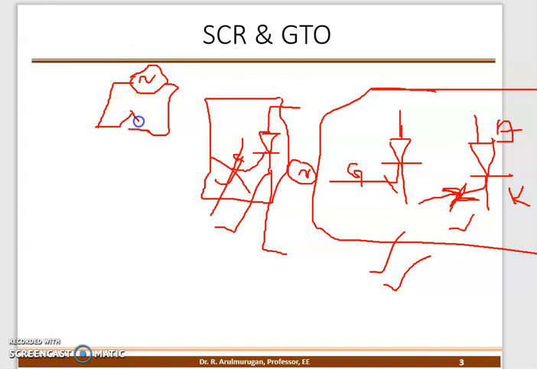See, when the switch is closed, what happened? The source is short circuited. Then what to do? In any case, the switch should not be directly connected to the load. Then you have to connect one load here.